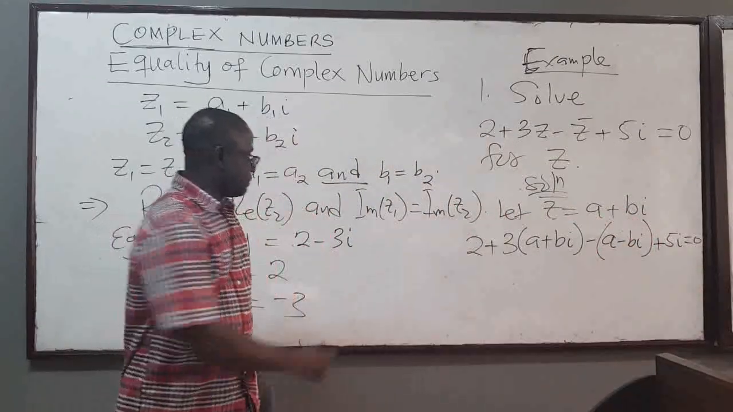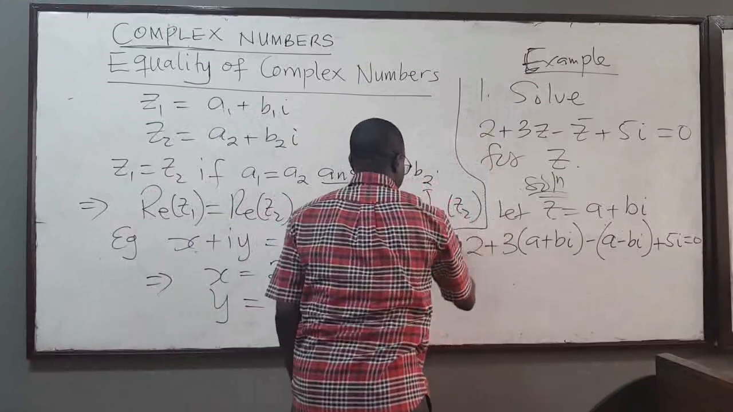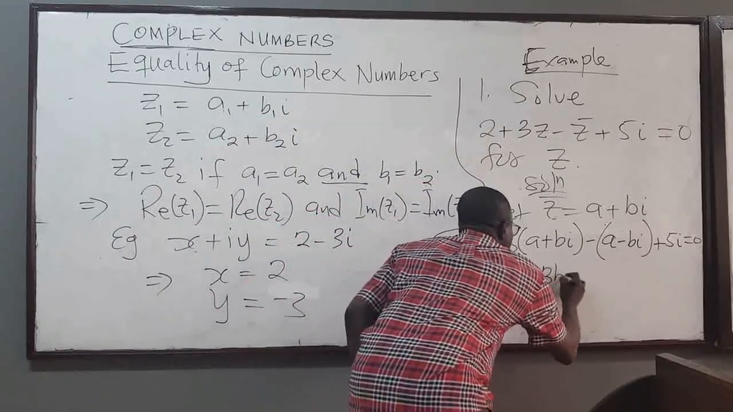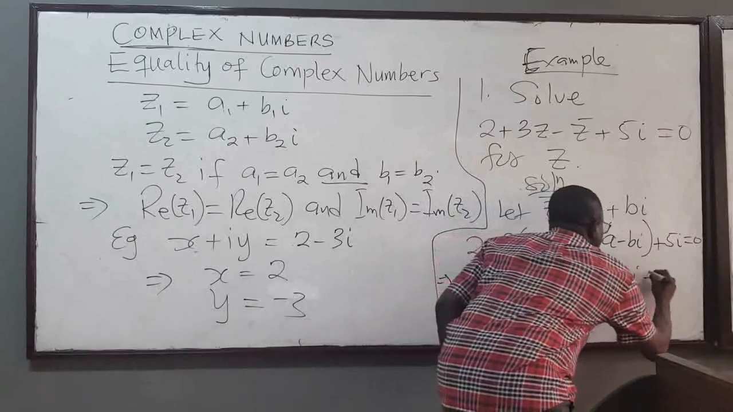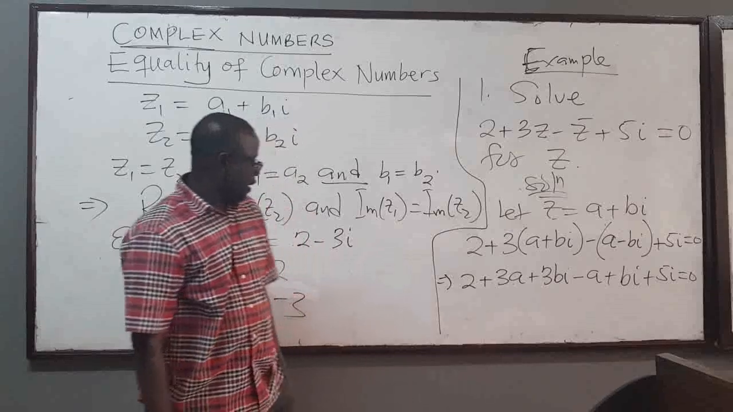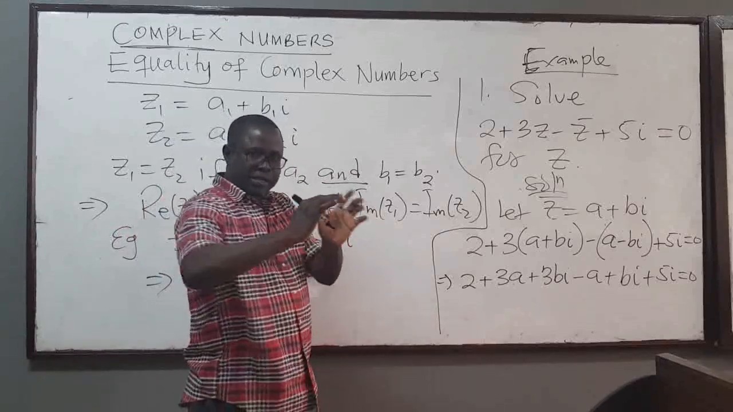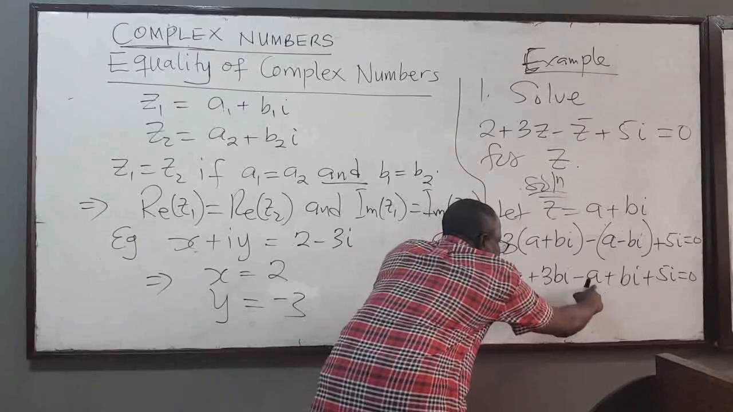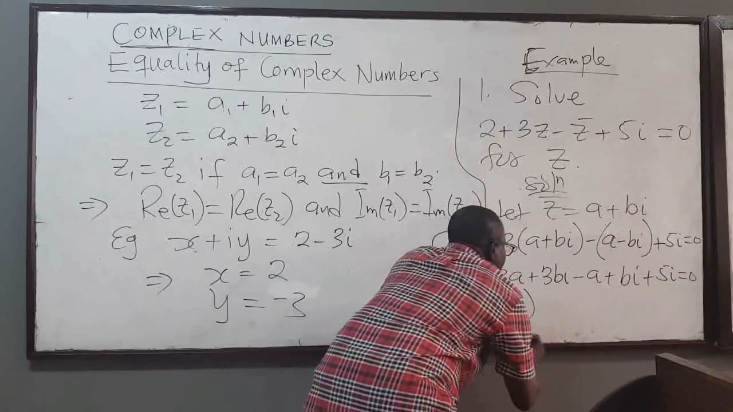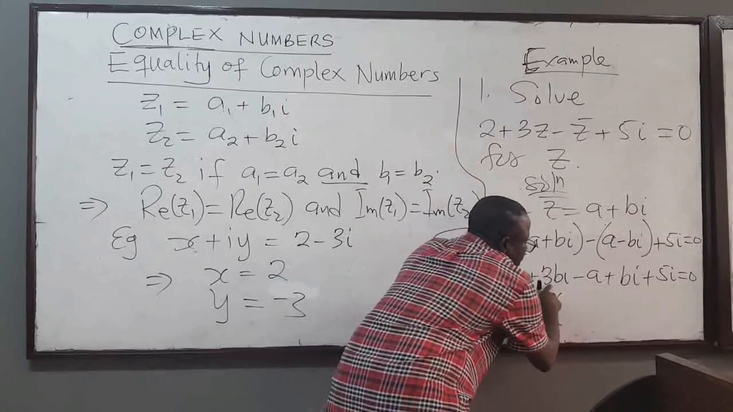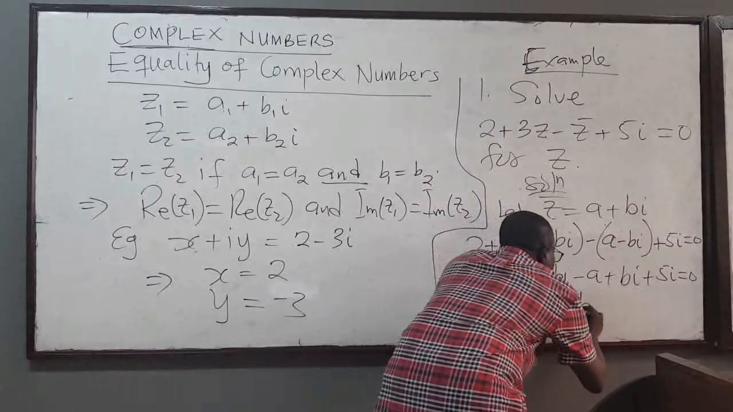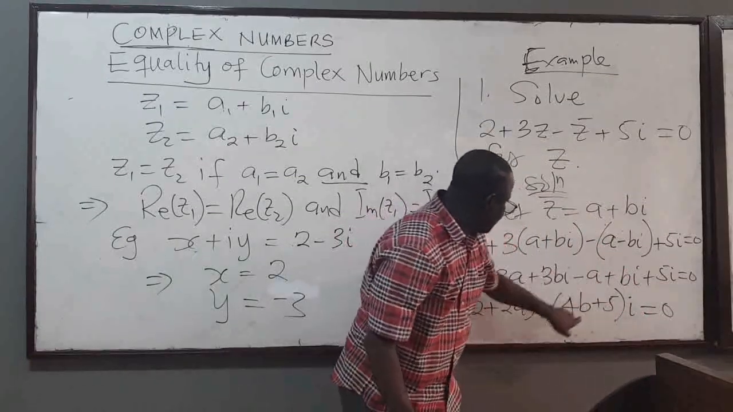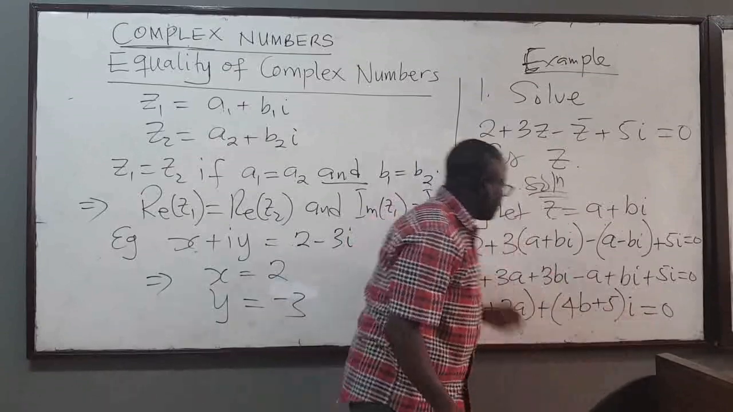Okay? So let's expand and group terms. So I get 2 plus 3a plus 3bi minus a plus bi plus 5i is equal to 0. So I want to group the real parts and the imaginary parts. For the real parts, I have a 2 here, I have 3a, and then minus a here, that is 2 plus 2a. And then for the imaginary part, I have a 3b and a b. That gives me 4b, and I have a 5 here, i is equal to 0. So basically, this and this will give me 4bi plus 5i. It's equal to 0.